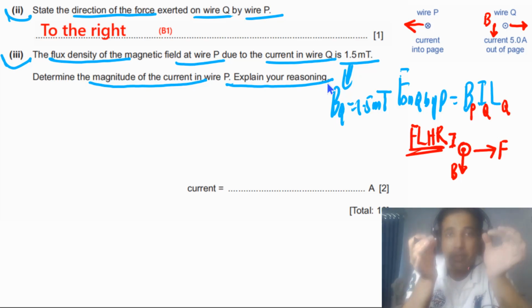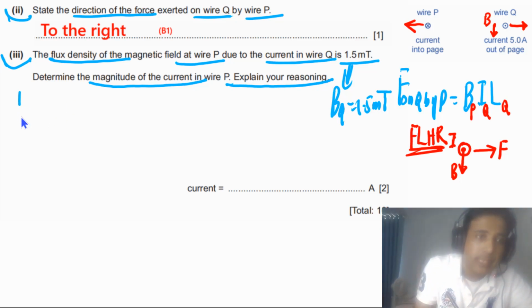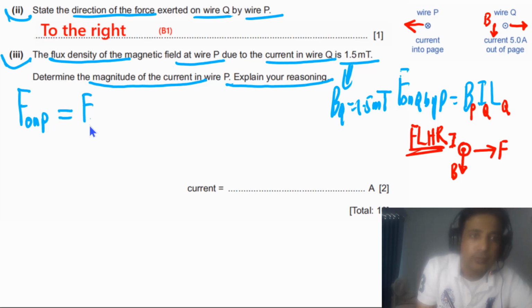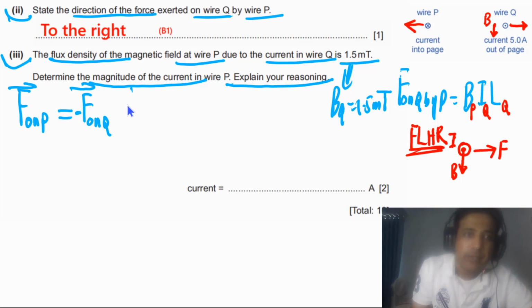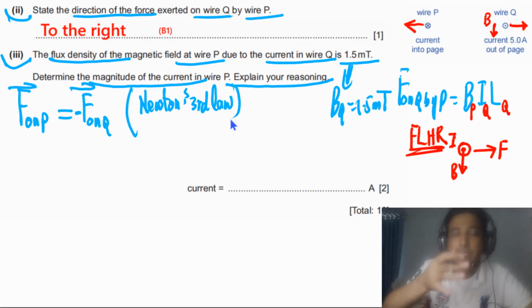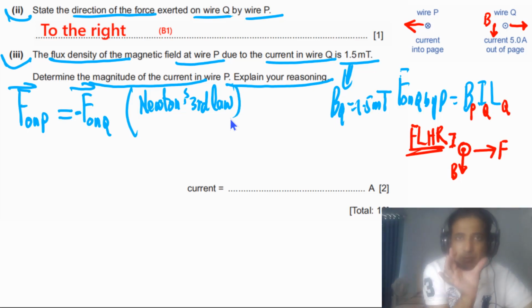In order to answer this question, the first thing we need to understand: whenever we have two wires and they carry current, the force on each wire is the same in magnitude but opposite in direction. It simply means that force on P due to Q has to be equal to force on Q, and these two forces have the same magnitude but are in opposite directions, and this is based on Newton's third law. So this is the reasoning. The question was asking you to explain your reasoning. So this is our reasoning.